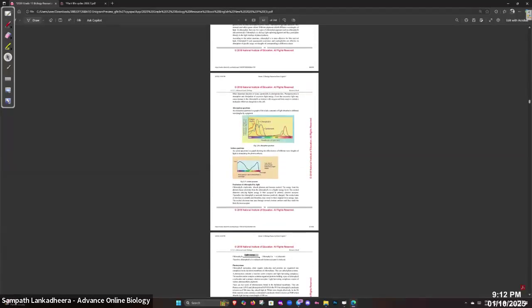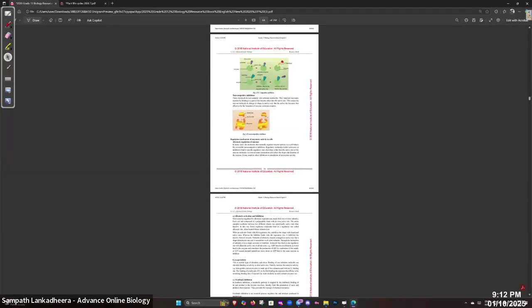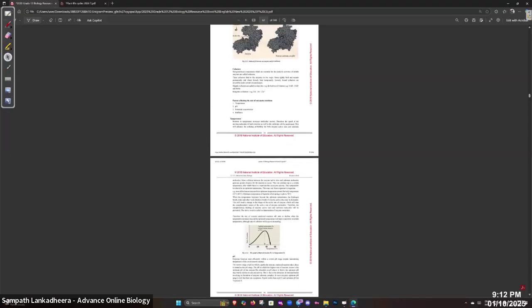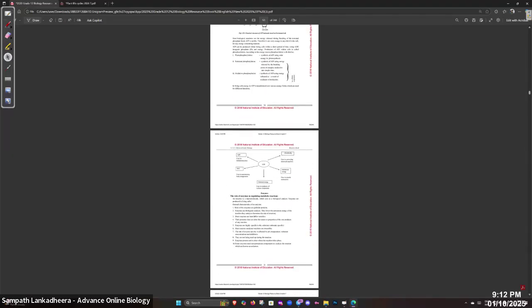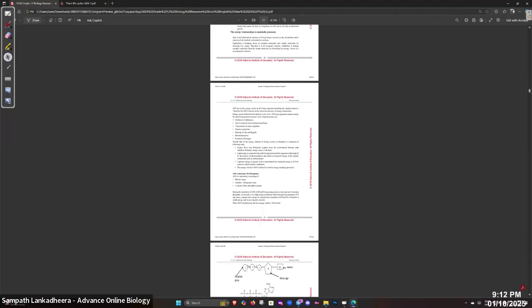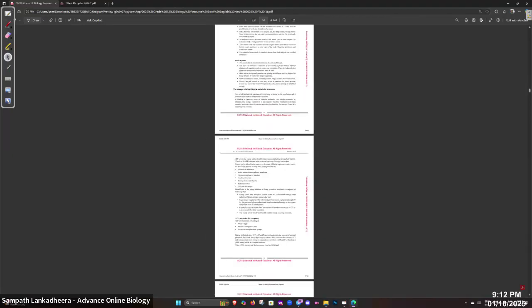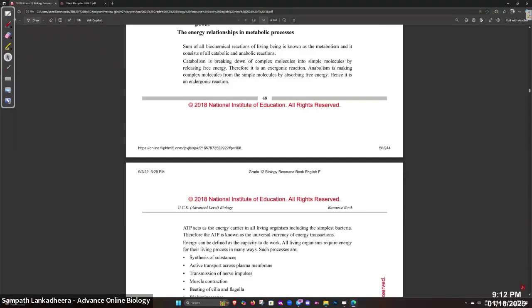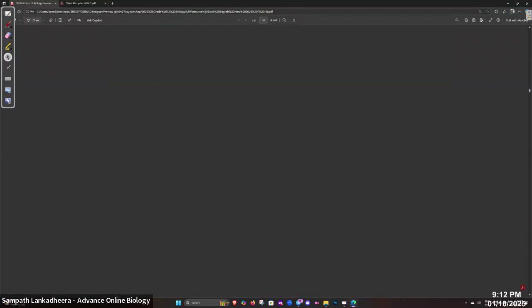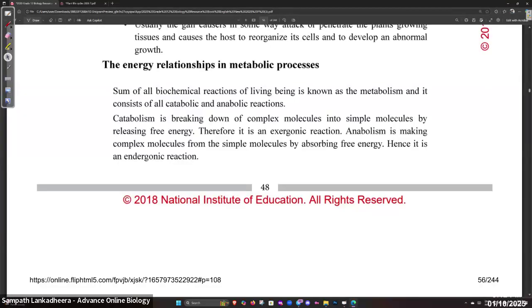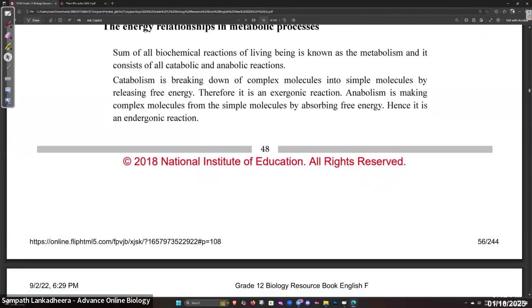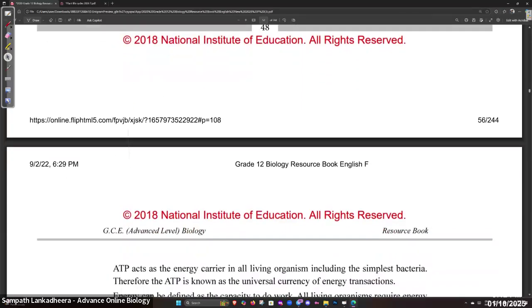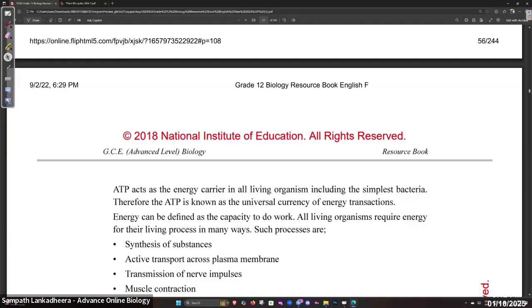Enzyme part. We'll quickly go through this. These days, for 2027 students, we are discussing the enzyme lesson, the relationship with the metabolic process. Anabolic reactions are present and catabolic reactions are present. The sum of total chemical reactions you call metabolism. Catabolism is breakdown and anabolism is build-up reaction.